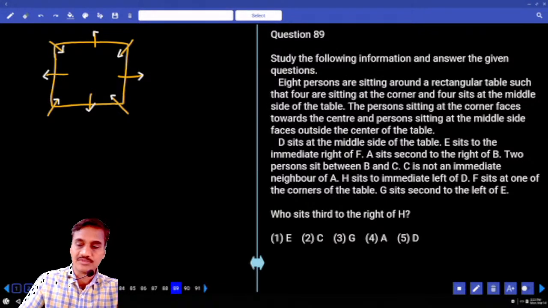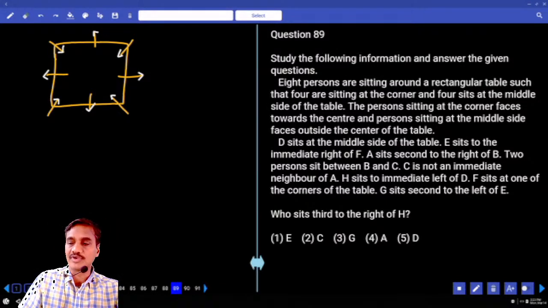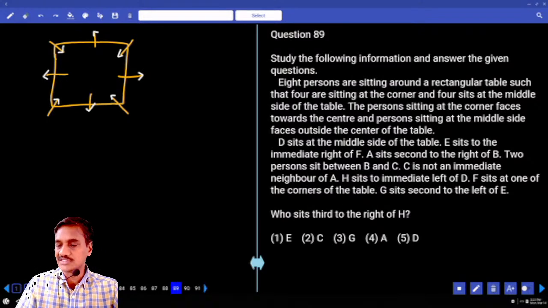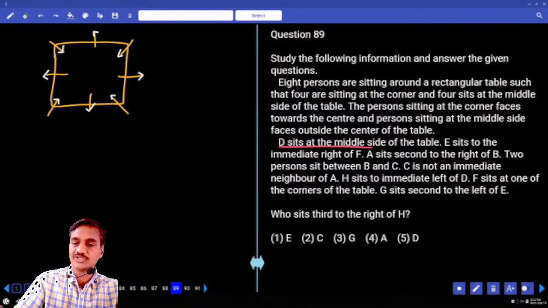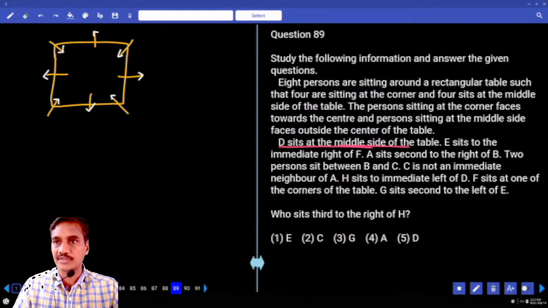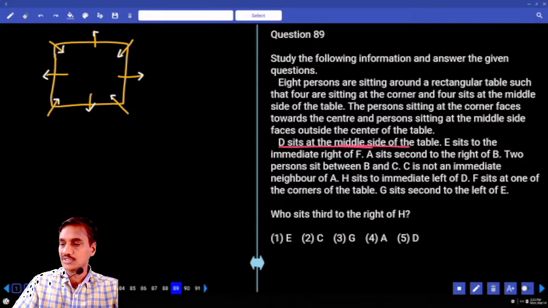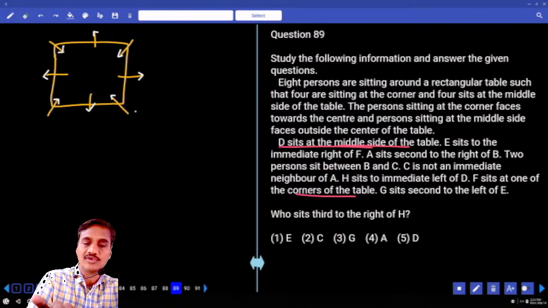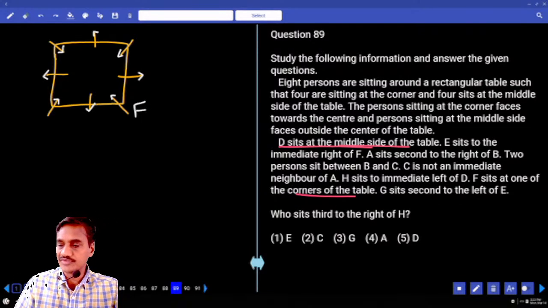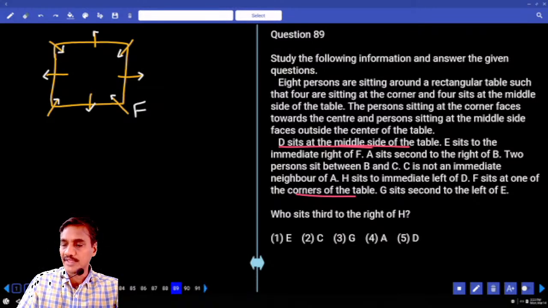Coming to condition number 1, D sits at the middle of one of the sides. There is no other information related to D. F sits at one of the corners of the table, so I am fixing F at this place.